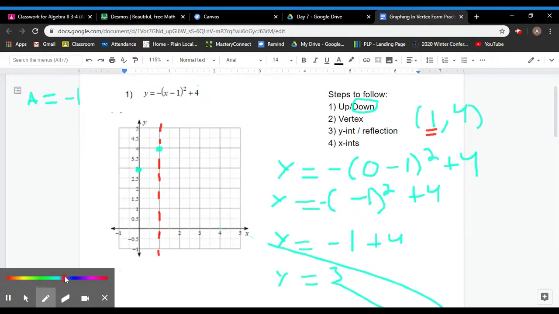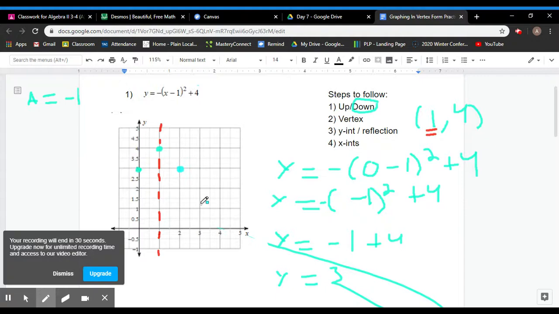Which means that in order to find the reflection point of the y-intercept, you just take the distance to the axis of symmetry, and then you go that distance on the other side of it, and it'll give you the reflection point of the y-intercept. So if my y-intercept is here, there's a distance of 1 to the axis of symmetry. So from the axis of symmetry, I'm going to go a distance of 1, and that is where the reflection point is going to be. So right there.